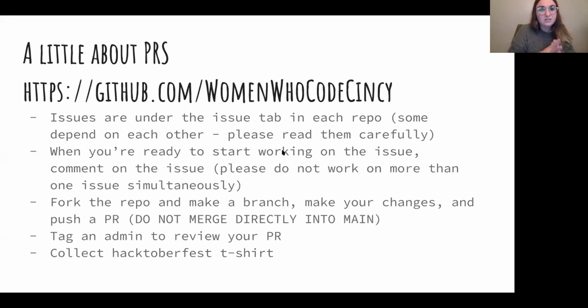Let me jump back over here. I already sent the link to this repo. A few things about PRs. Issues are under the Issues tab. There are some that depend on others, because it's basically impossible to build a project from start to finish without having some kind of dependency on issues. So please make sure that what has already been done matches what needs to be done. When you're ready to start working on an issue, you can comment on that issue and say that you're going to work on it. That means to everyone else that they should not be working on that issue. Please don't work on issues simultaneously, so that everyone has a chance to work on something.